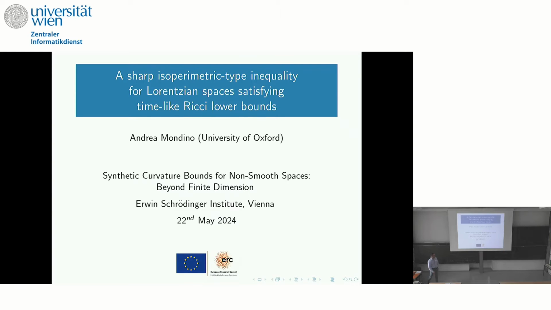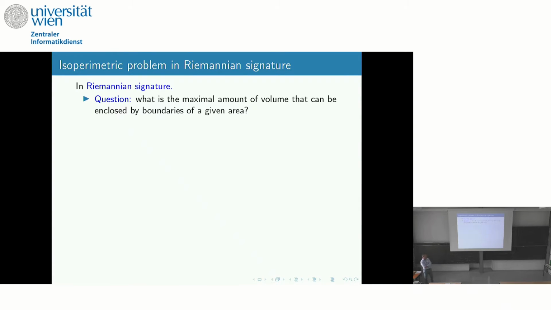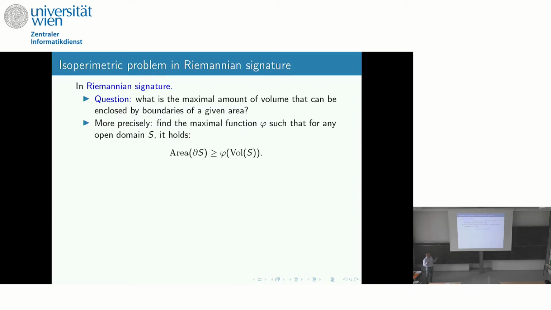Okay, so let's start with a warm-up on the isoperimetric problem in the Riemannian signature. It's a very old question, and it basically boils down to the following: given a space, what is the maximal amount of volume that can be enclosed by boundaries of a given area? Or more precisely, given a space, find the maximal function phi such that for any open domain S, say with smooth boundary, the area of the boundary of S is bounded below by phi of the volume of the domain.